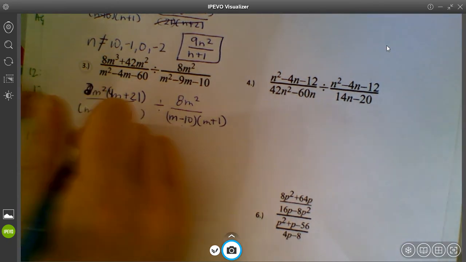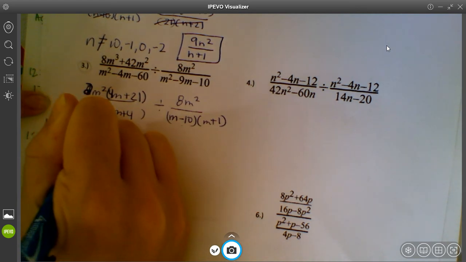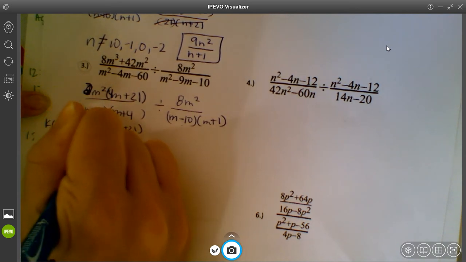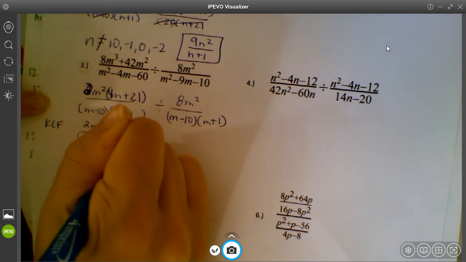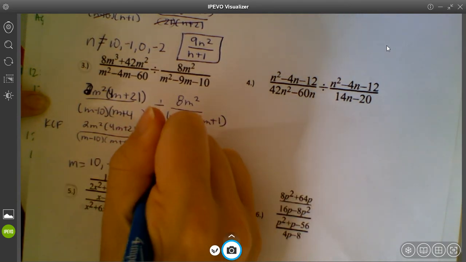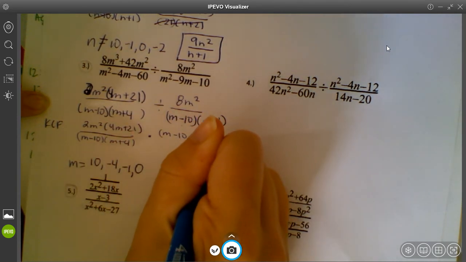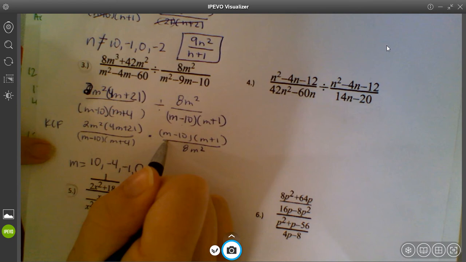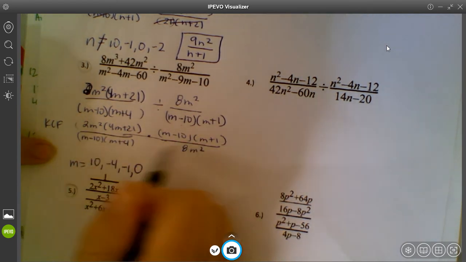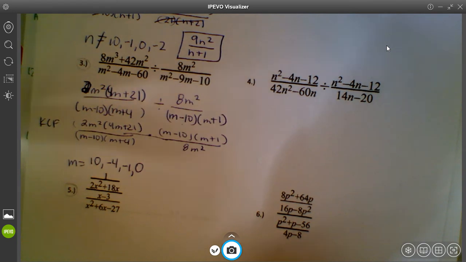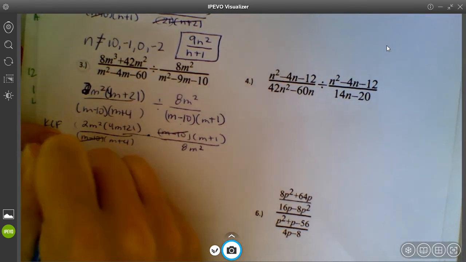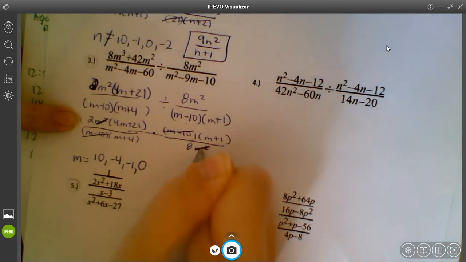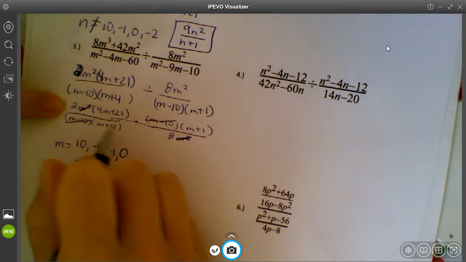Now I'm going to keep, change, flip. So keep this one. Change the sign to multiplication, and then flip numerator and denominator for the next one. And again, this is multiplication, so I can extend that bar. It's all these tops multiplied by each other and all these bottoms multiply each other. So now I can start eliminating. I see an m minus 10, m minus 10. I see an m squared, and everything else is not reducible.